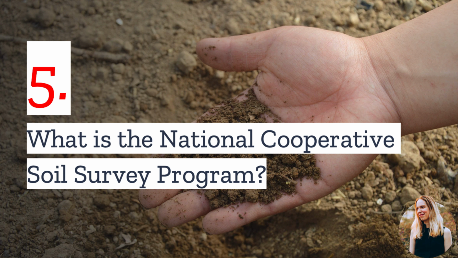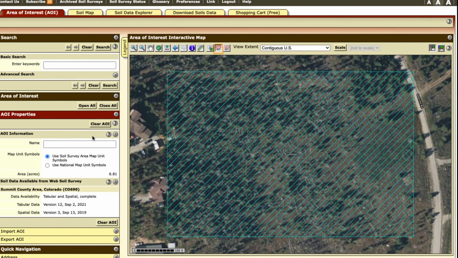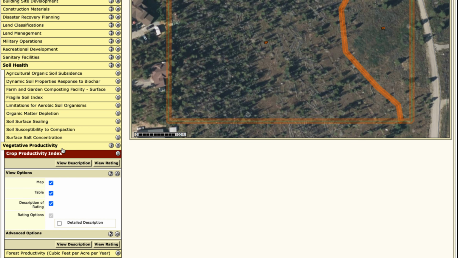And number 5, what is the National Cooperative Soil Survey Program? In order to make life easier for landowners and land buyers, the National Cooperative Soil Survey Program is a partnership led by the USDA's Natural Resources Conservation Service that collects soil information from multiple states, agencies, and organizations to map it for public use. Currently, it has soil data for more than 95% of the nation's counties. And you can explore this data by going to the Web Soil Survey, which lets you map a specific location and then pull up lots of information on soil health and vegetative productivity, including the Crop Productivity Index.